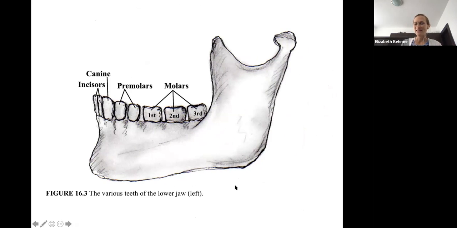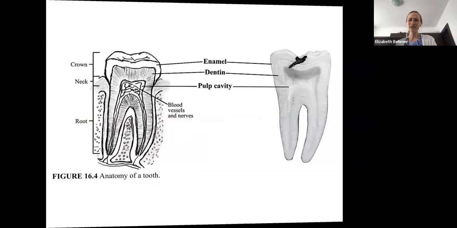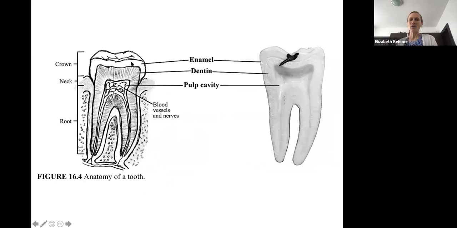Here we have various teeth of the lower jaw: first, second, and third molars. The third molar is known as the wisdom tooth. Many of us get those removed. The premolars and the canines are kind of the pointed ones, and then the incisors will be the front, top and bottom. For the anatomy of the tooth, we have the enamel, which is the strongest substance of the body. That is the crown. The crown of the tooth is the part that you brush or that you can see.